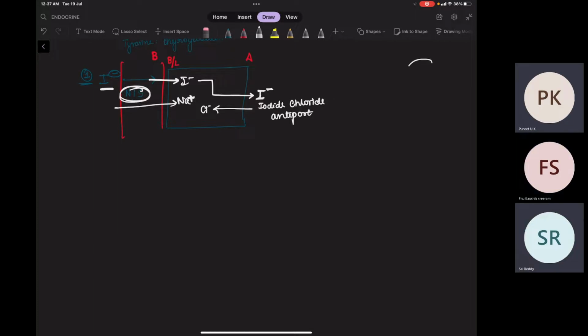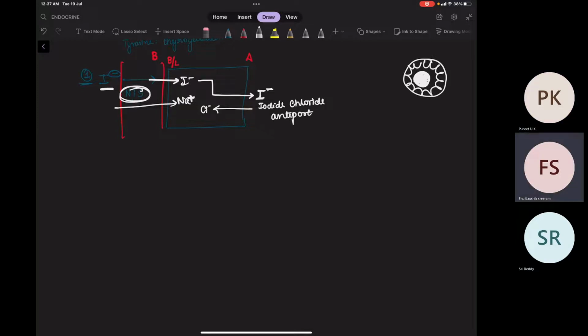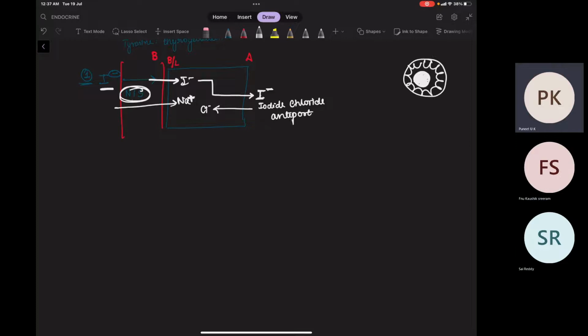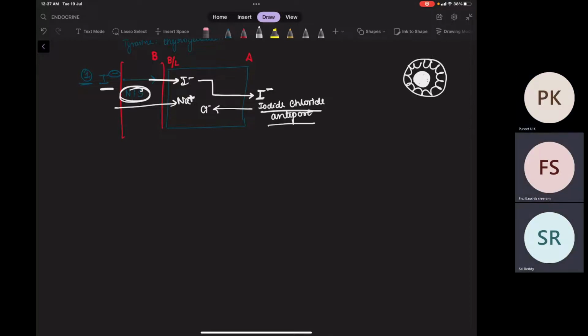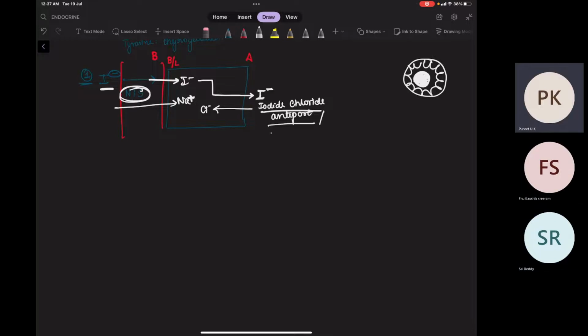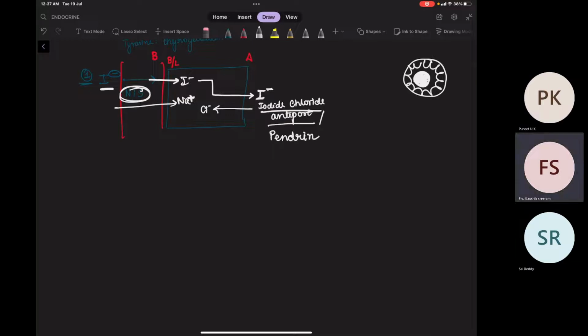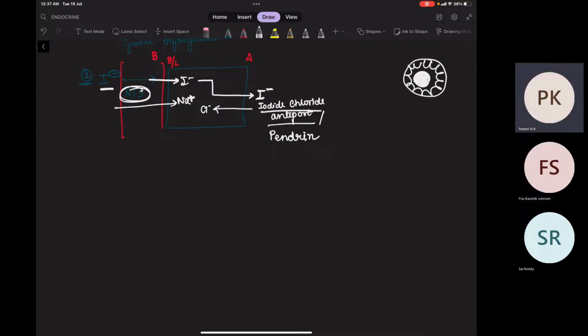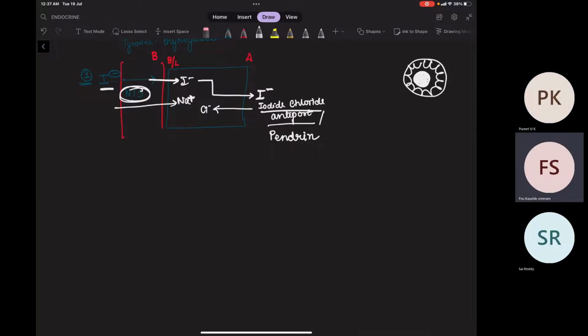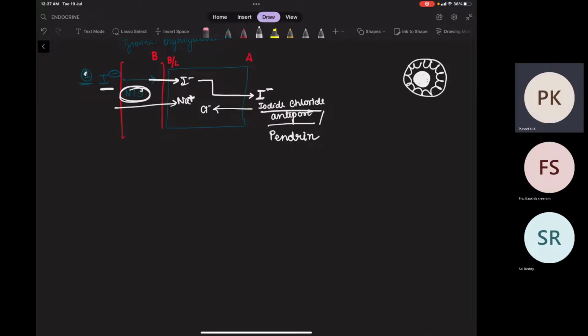I'll just show you. This is a thyroid follicle. These are your follicular cells, and in the middle you have the colloid. The hormone is stored in this colloid and then released when required. Iodide chloride antiport is also called pendrin. I'll tell you why it's important later. There is one disease.